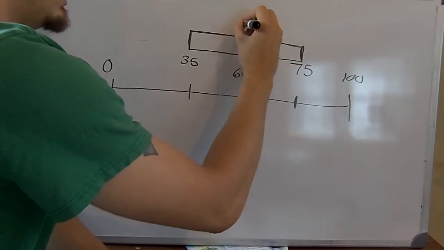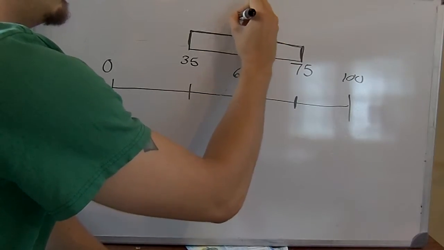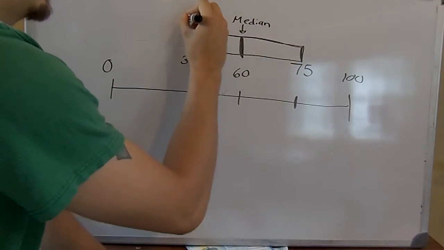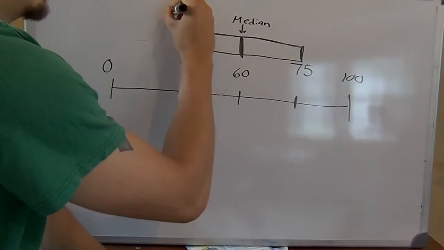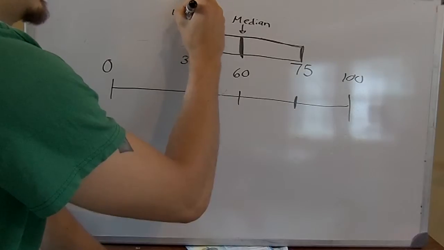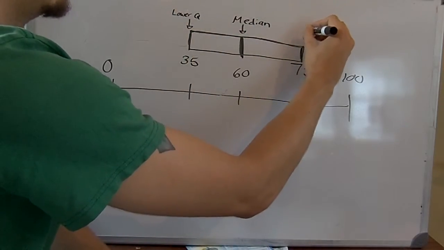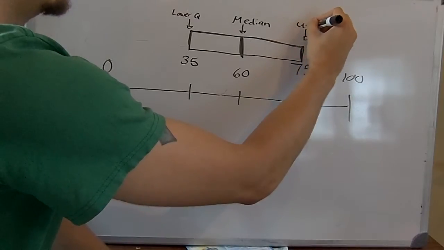The middle line here represents your median. The lower line is your lower quartile. The upper line is your upper quartile.